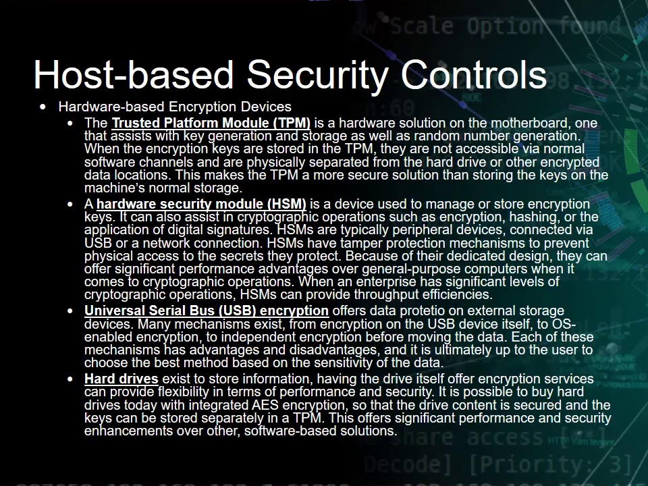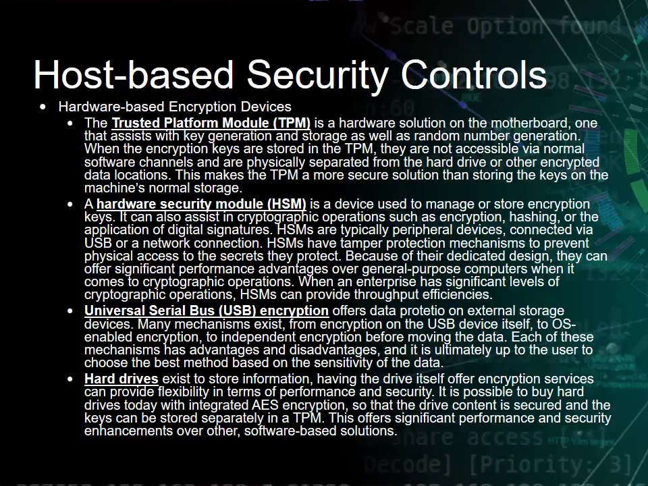So looking at host-based security controls, one of the first things we look at is hardware-based encryption devices. For example, the Trusted Platform Module, or TPM, is a hardware solution on the motherboard, one that assists with the generation of keys and storage as well as random number generation. When the encryption keys are stored in the TPM, they are not accessible via normal software channels and are physically separated from the hard drive and other encrypted data locations.